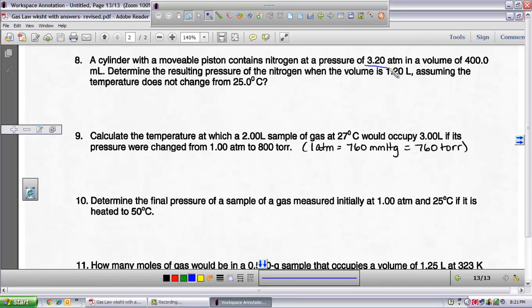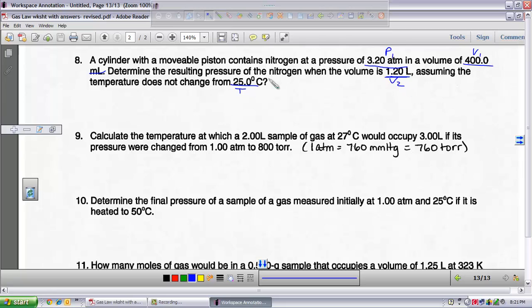Number 8. A cylinder with a movable piston has a pressure of this amount. So we have a pressure and a volume in milliliters, so be careful with that. Uh-oh, this volume has liters, so we're definitely going to have to convert this other one to liters, and a temperature, which we'll have to also convert. So we have an initial pressure, an initial volume. We've got a final volume, and the temperature does not change. Uh-oh, what does this mean? Do we care about temperature then? If it doesn't change, you don't need to worry about it in the formula.